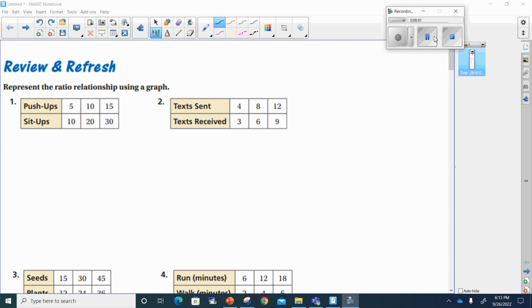All right, welcome back to my 7th grade advanced class. We're going to go ahead and work this review and refresh. I've got the odd ones, representing the ratio relationship using a graph.